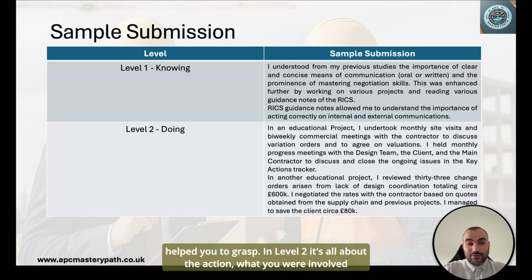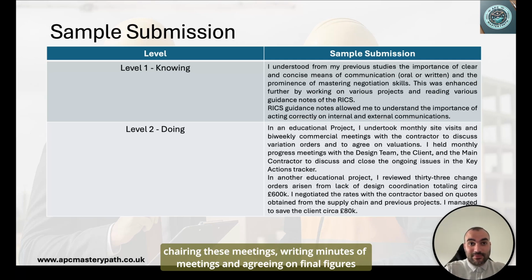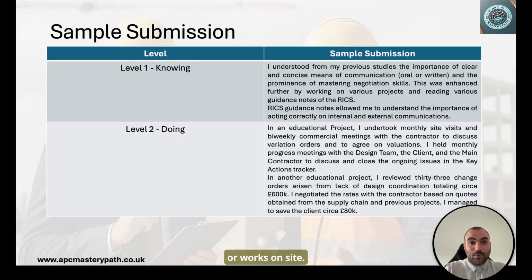In level 2, it's all about the action, what you were involved in. There are two examples that are on the screen, which involve discussions about variation orders, discussions about valuations, having monthly meetings, chairing these meetings, writing minutes of meetings, and agreeing on final figures for works on site.